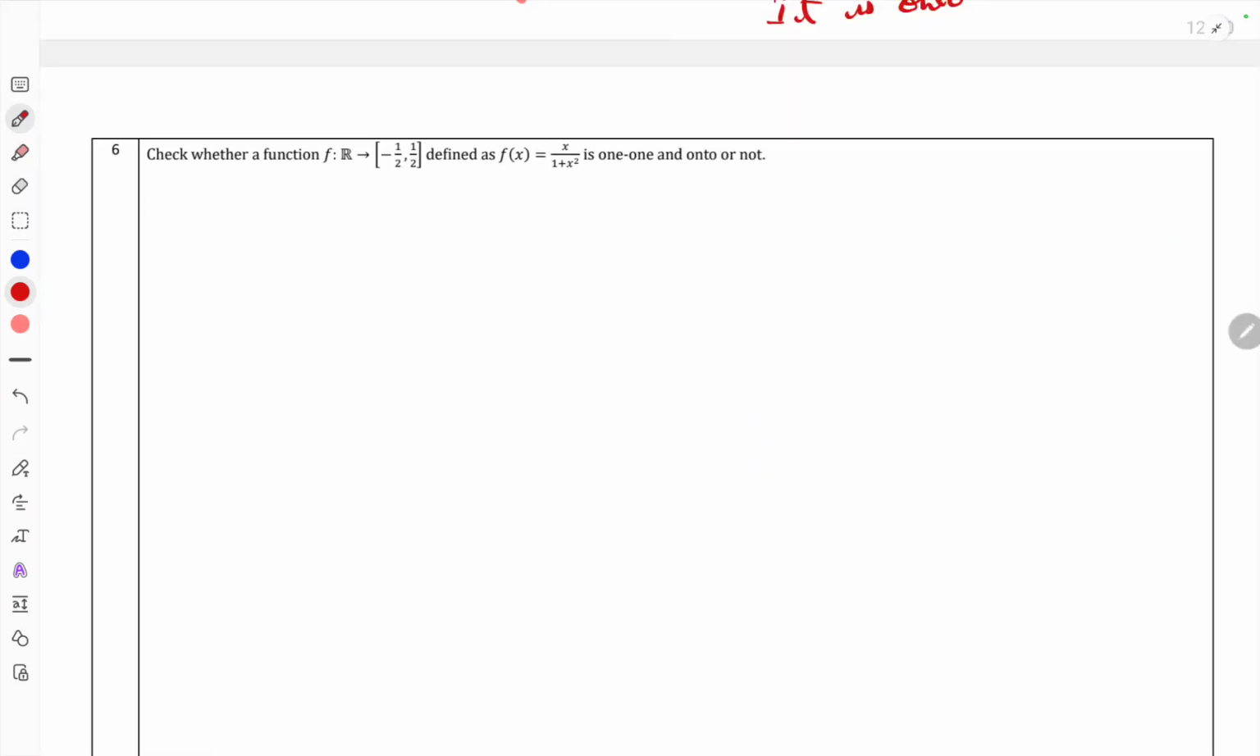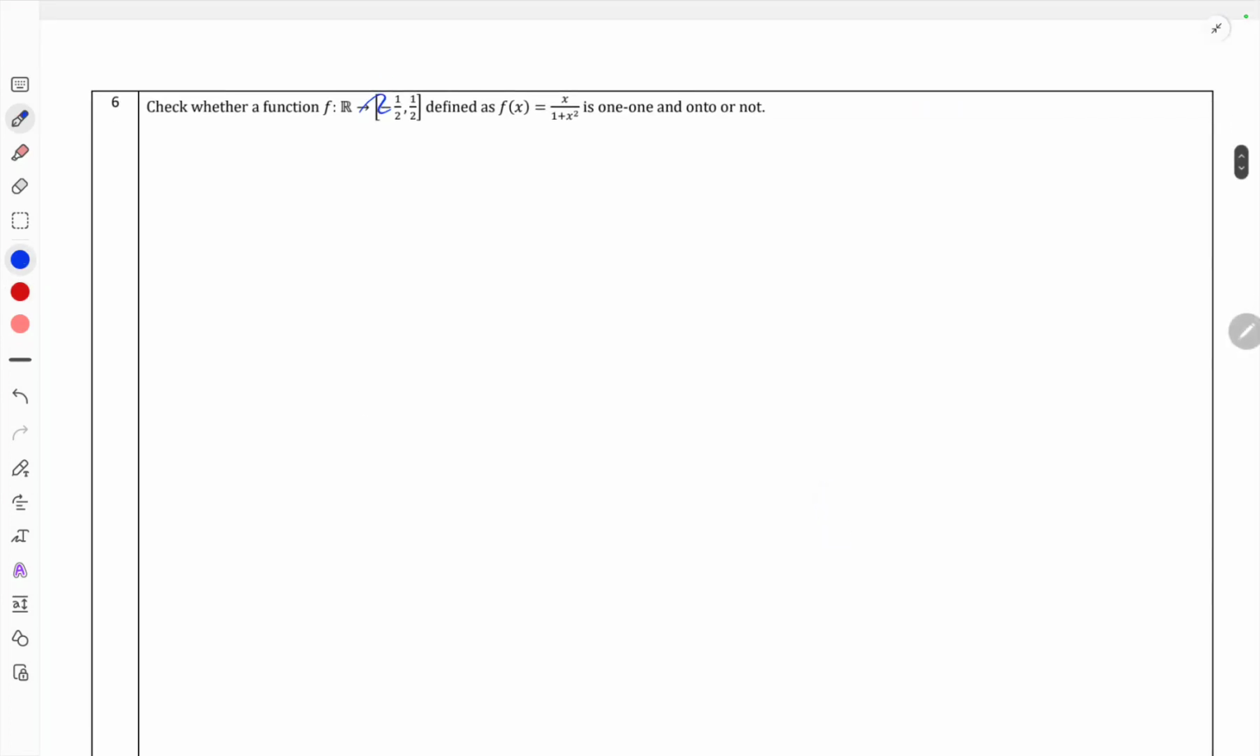So in this question number 6, we have to check whether a function whose domain is all real numbers and codomain is minus 1 by 2 to 1 by 2, where minus 1 by 2 and 1 by 2 are included, defined as f of x equal to x divided by 1 plus x square, is 1 to 1 and onto. So we have to just check whether it is 1 to 1 and onto or not. So first we will go by 1 to 1. So for 1 to 1, what is the condition? If f of x1 is equal to f of x2, then we have to check whether x1 is equal to x2 or not.